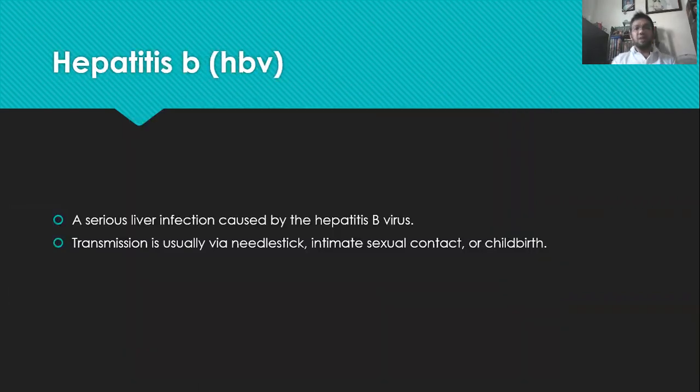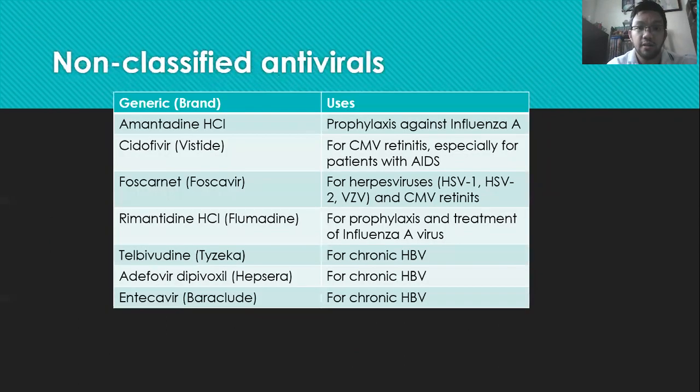Now we go to hepatitis B or the HBV. It's a serious liver infection that is caused by the hepatitis B virus. And the transmission of this is similar to the transmission of HIV or human immunodeficiency virus. It's usually through needle stick, intimate sexual contact, or even in childbirth. Or if the nurse accidentally transfused a blood product that is infected with this virus.